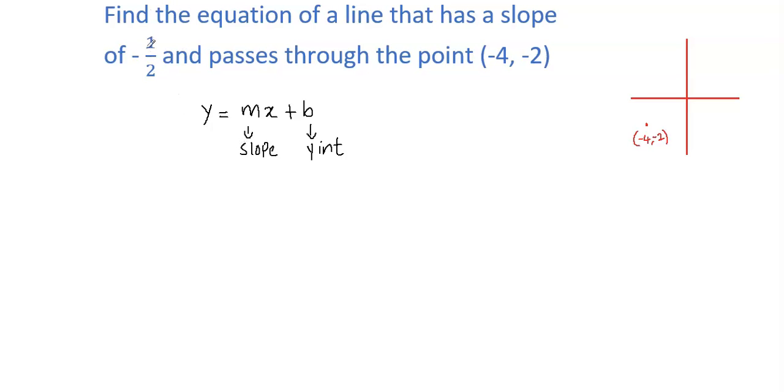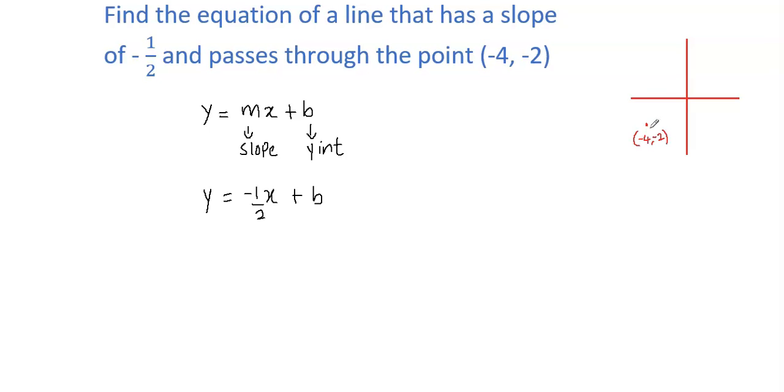Now the slope is given to me, which is -1/2. So I'm going to plug in the value of slope in this formula. So y = -1/2 x + b. What is my b? I don't know the value of b. The only piece of information I have is this line passes through the point (-4, -2). So I'm going to use this point to find the value of b.